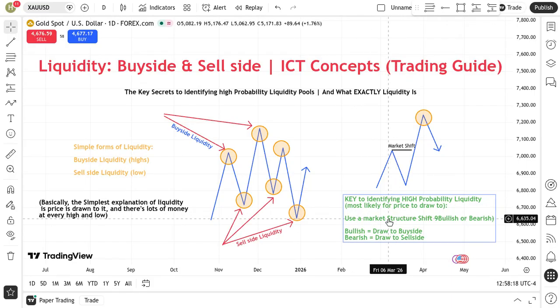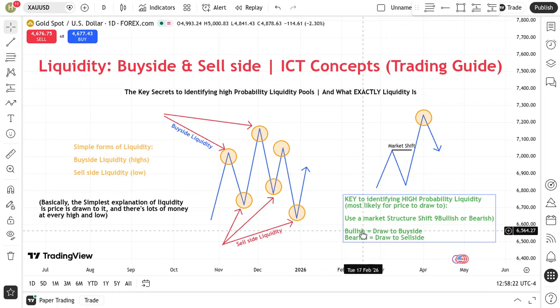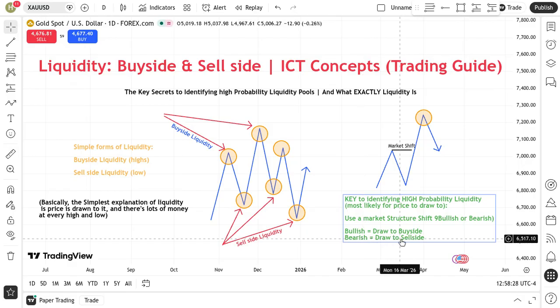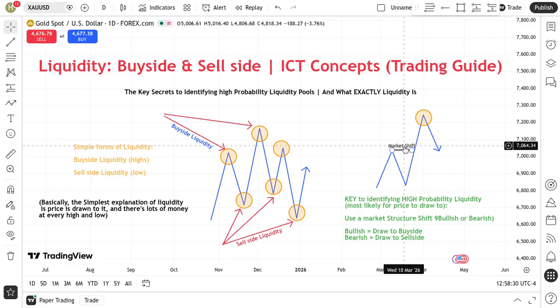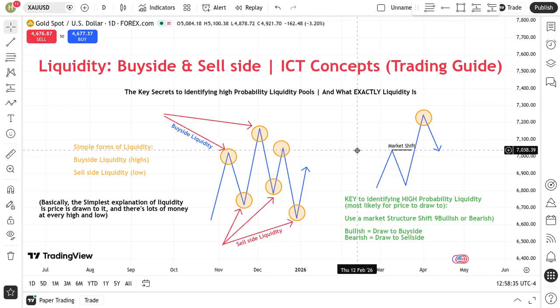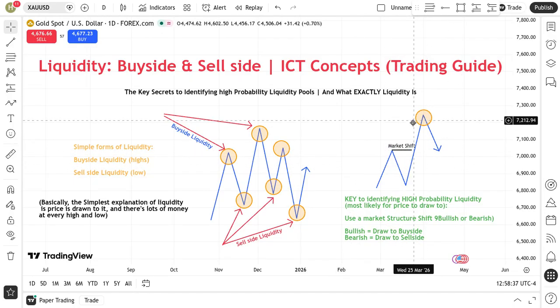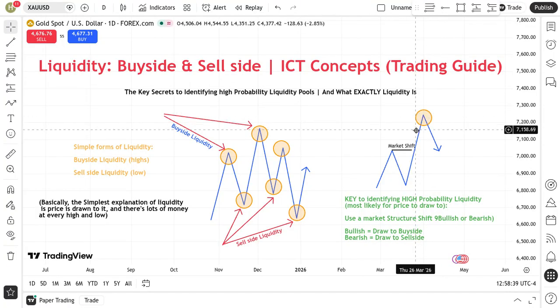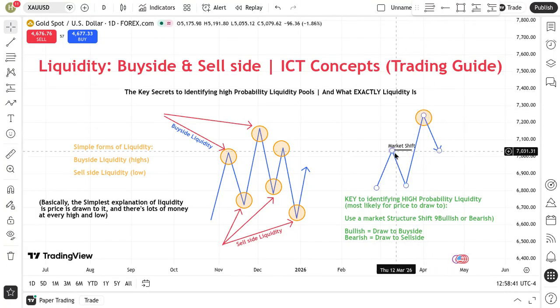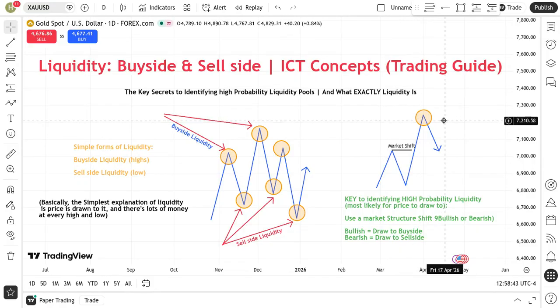You use a market structure shift, which shows whether price is bullish or bearish. Bullish means you're drawing to buy side liquidity. Bearish means you're drawing to sell side liquidity. So if we look at this example right here, we have a bullish market structure shift, so price is confirmed bullish, and we have a high right here, which is buy side liquidity. So since we are bullish, price is most likely to draw to buy side liquidity.